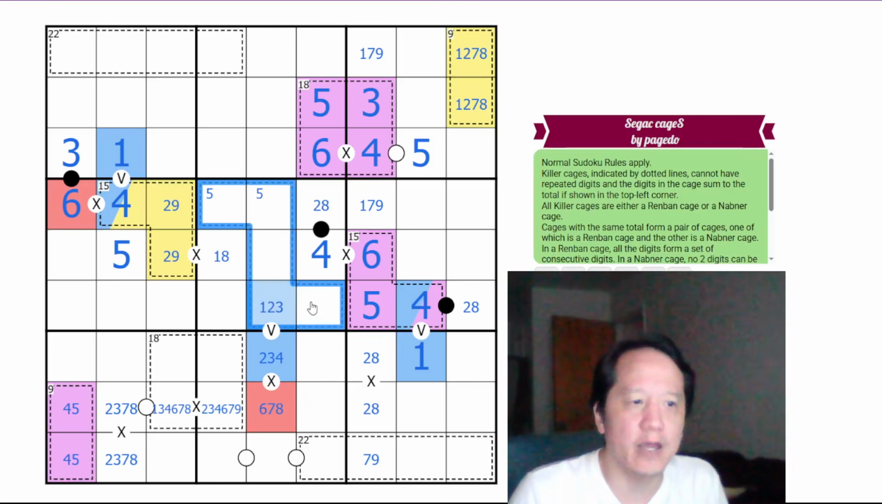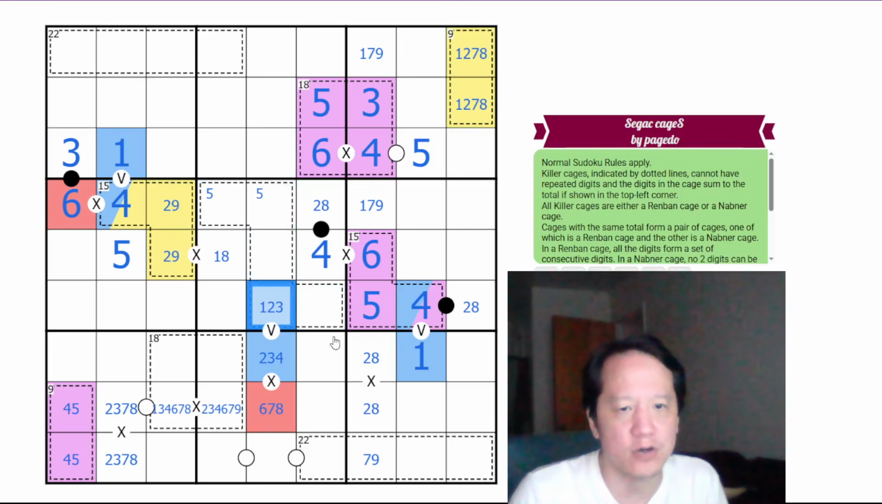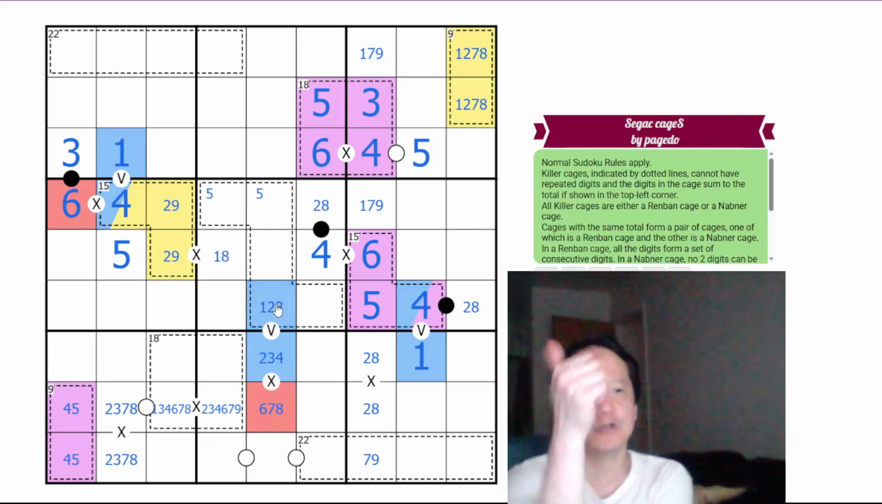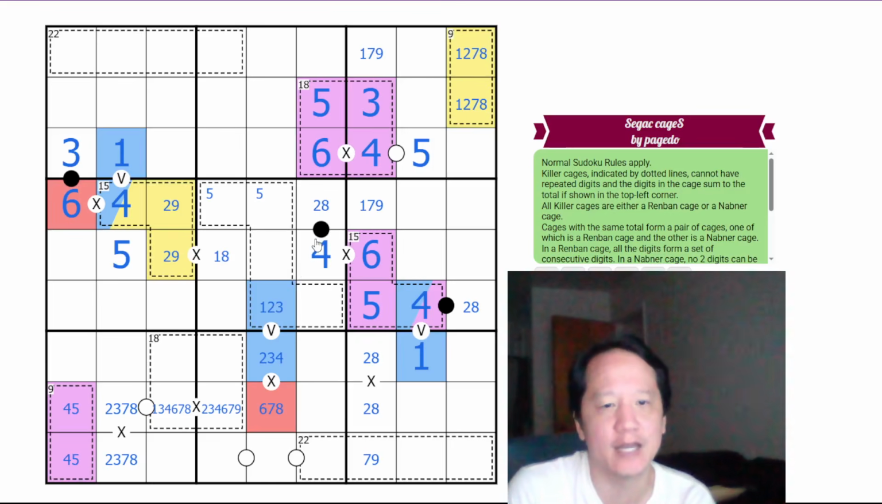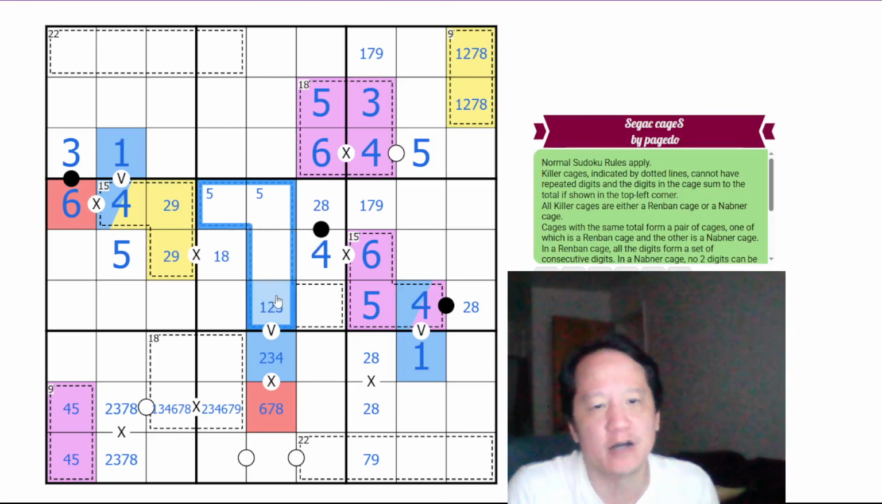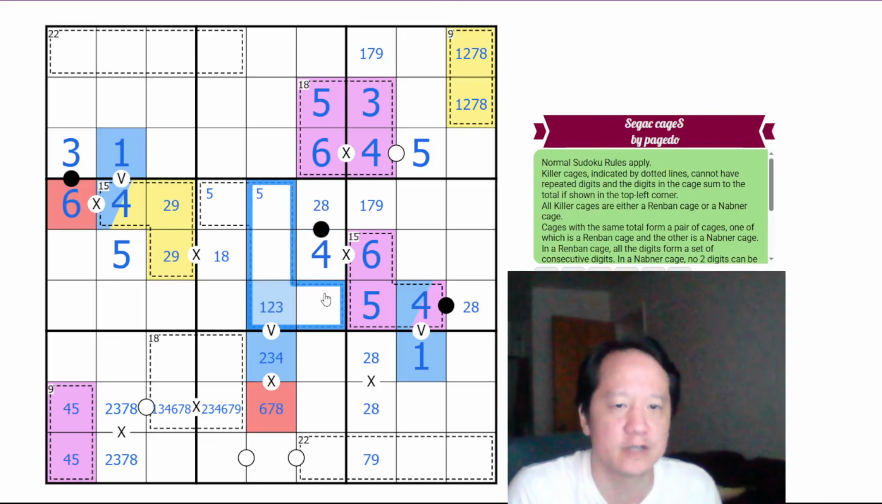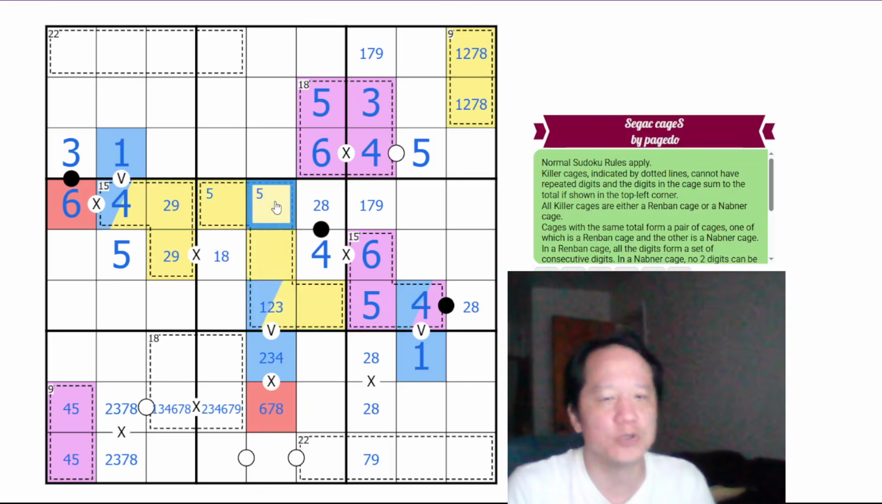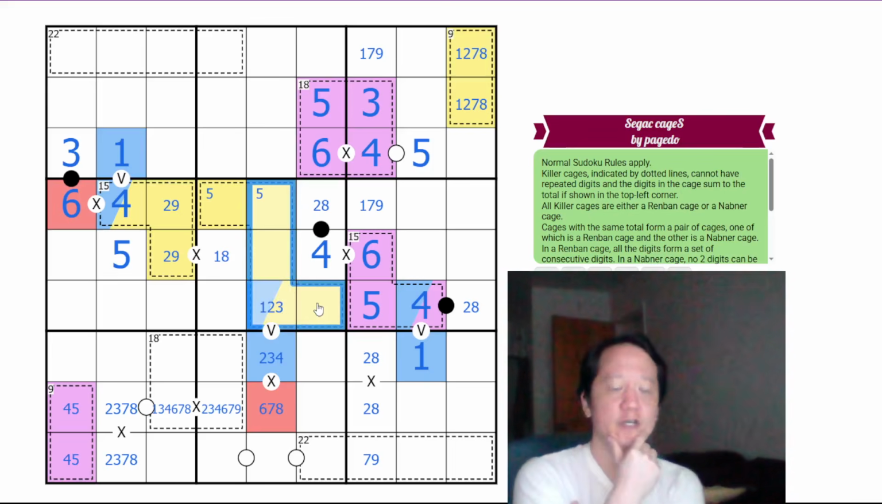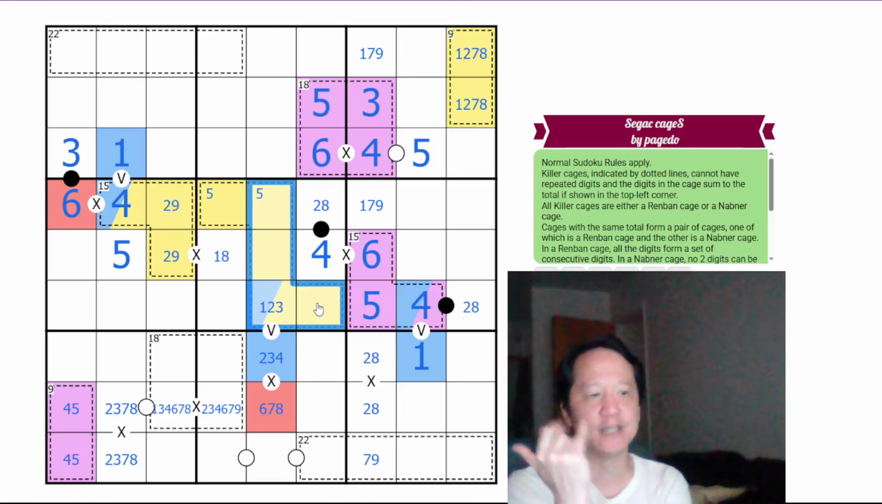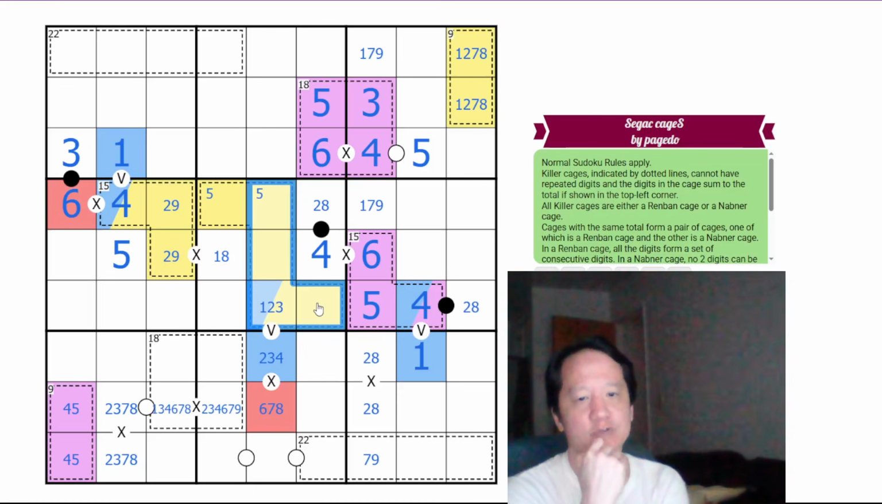To be a Renban line, this is guaranteed to have a low, so it would have to be 1, 2, 3, 4, 5 to form a valid Renban. But we can't have a 4 in this box because there's already a 4 in the box. So therefore, this cannot be a Renban cage. It must be a Nabner cage. And the only Nabner set of 5 unique digits has to be 1, 3, 5, 7, 9 in normal Sudoku.